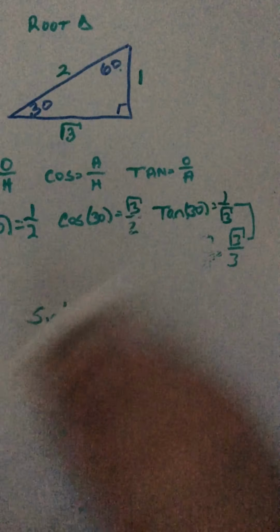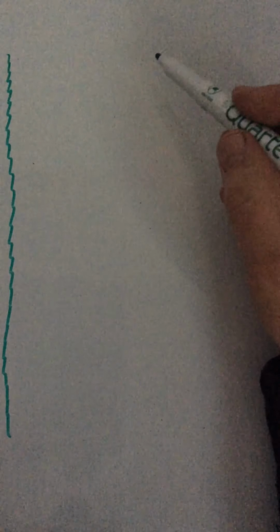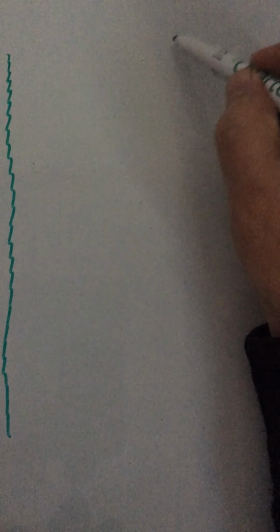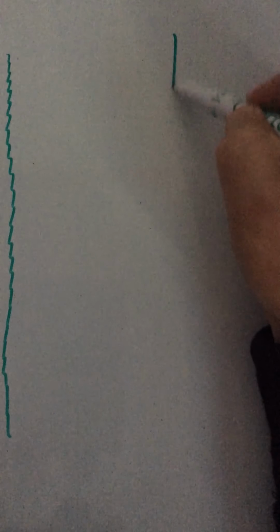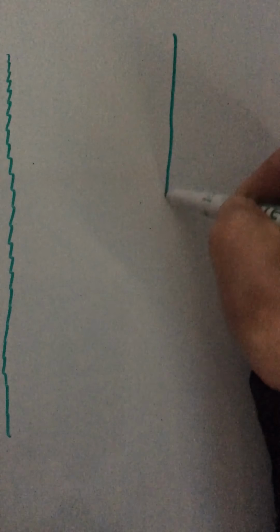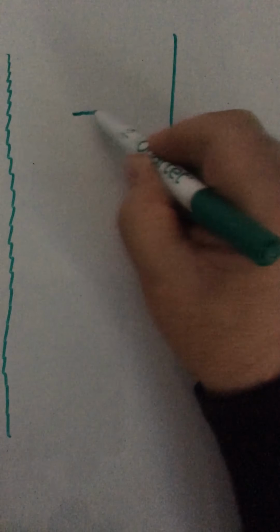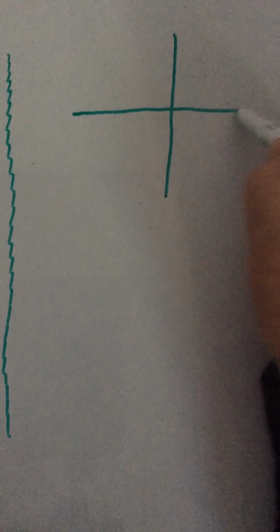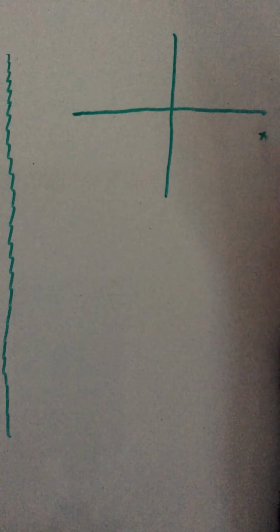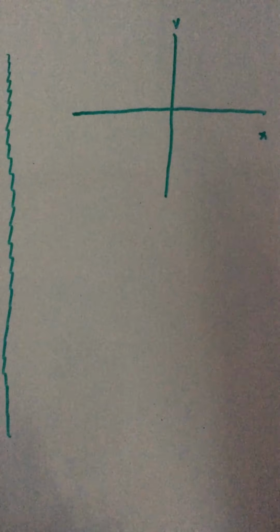But what's going to happen is we're going to take that 30, 60, 90 triangle, and let me put a squiggle line here. That way I won't write past it. We're going to put that onto a unit circle, or onto a grid. So let's put an X and Y axis up here. So there's X, there's Y.